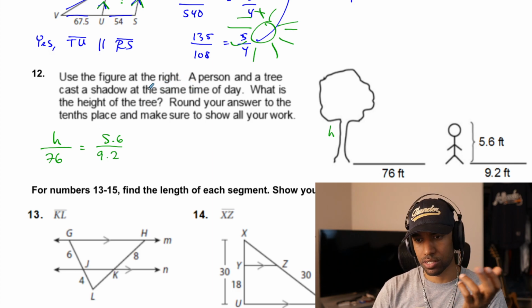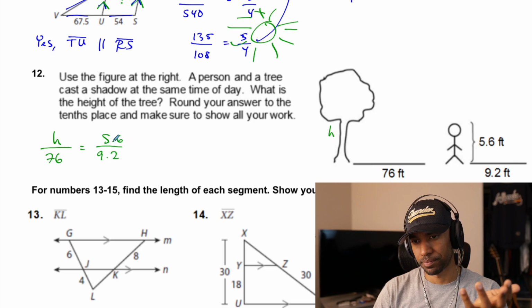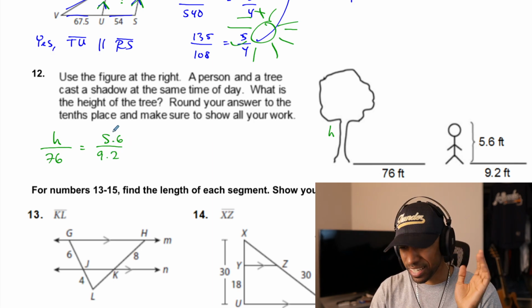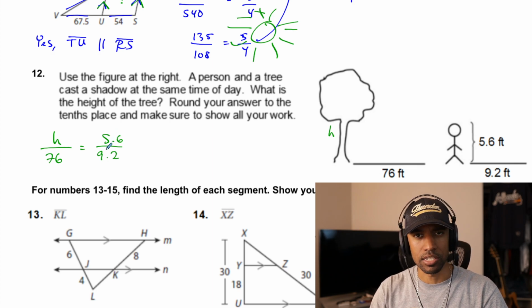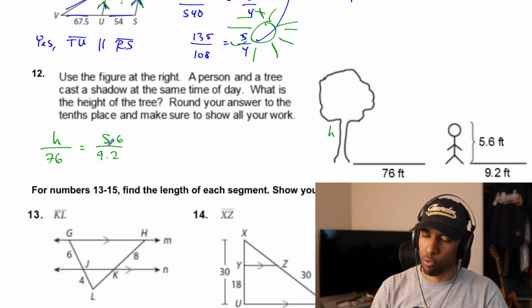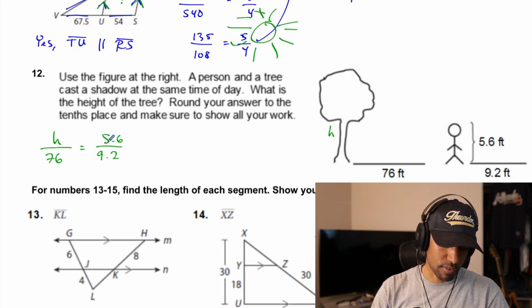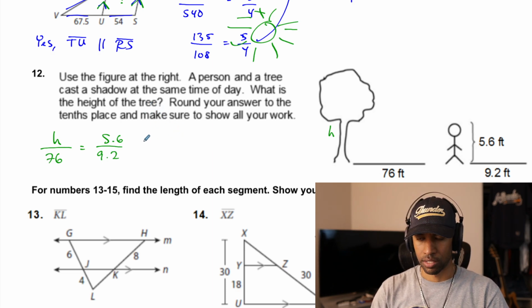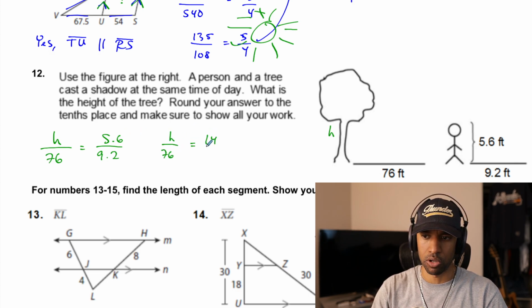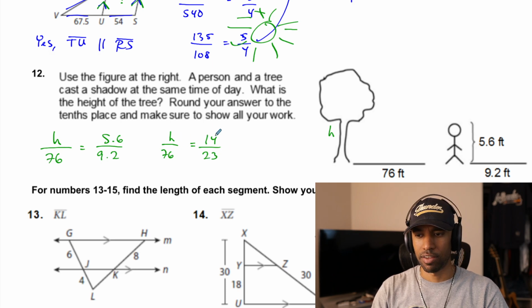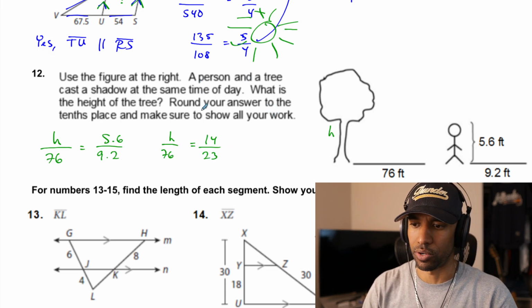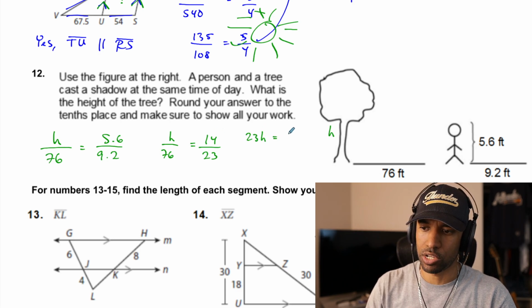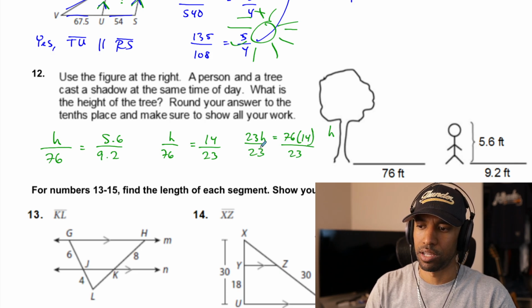Yeah, you know what? I can reduce this. I got this. 56 over 92 can be divided at least by 4 each. So 56 divided by 4 is 14, and 92 divided by 4 is 23. So 14 over 23 equals h over 76. That's not much smaller. If I cross multiply, oh man, I'm not gonna have fun with that. Okay, let's go to the calculator in a second. So 23h equals 76 times 14. I don't know what that is. Then I divide both sides by 23.